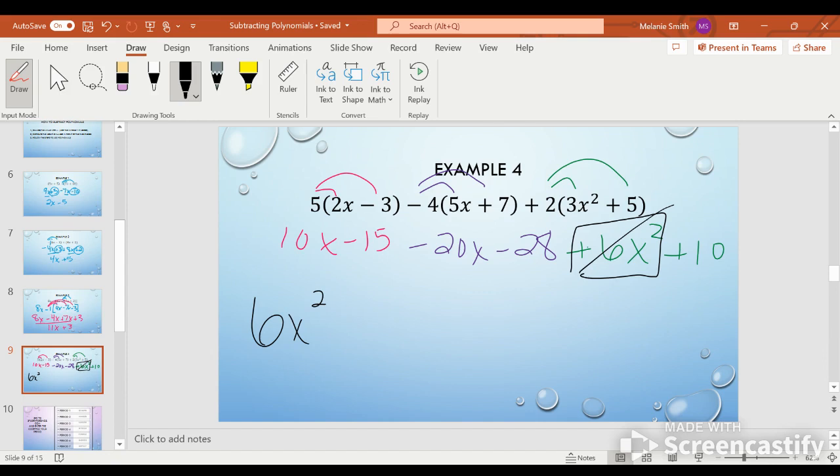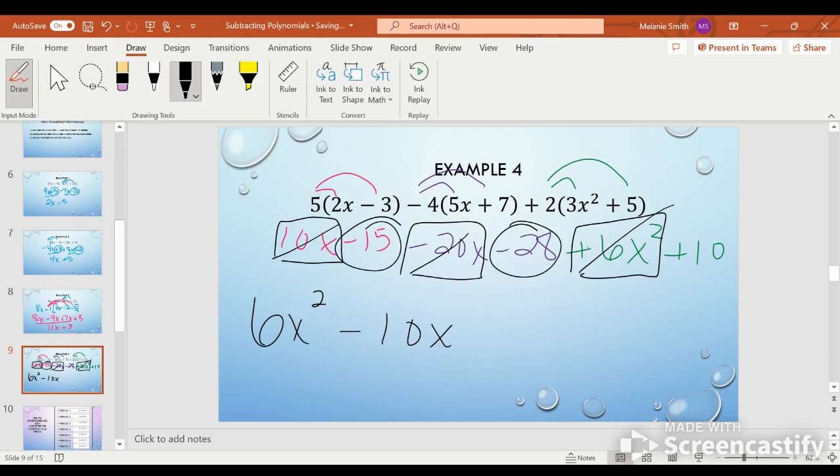So now I see a 10x and a -20x, and I don't see any other x terms. So 10 minus 20 is going to be -10x. And so I've used 10 and -20. And so now I have -15, -28, and +10. So -15 and -28 is -43, plus 10 is -33. You can always use your calculator for that too. And that's it. We're just distributing and then adding like terms.